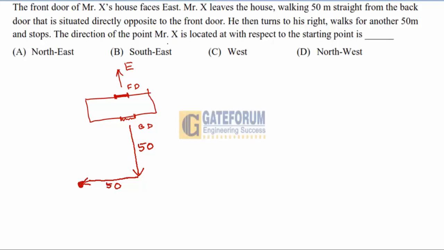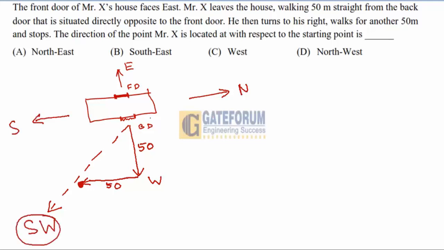The direction of the point Mr. X is located at with respect to his starting point is in which direction? Means they have asked you the direction of this. So we will say if this is east, then this is west. And if this is east and this is west, then this must be north and this must be south. So this direction must be southwest. So we will say it is.